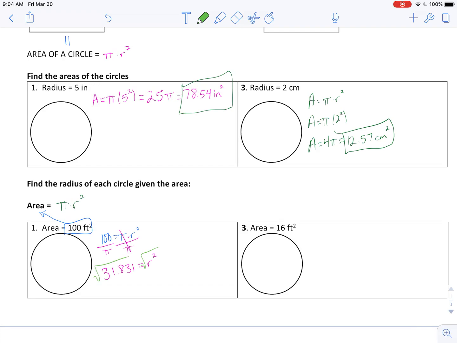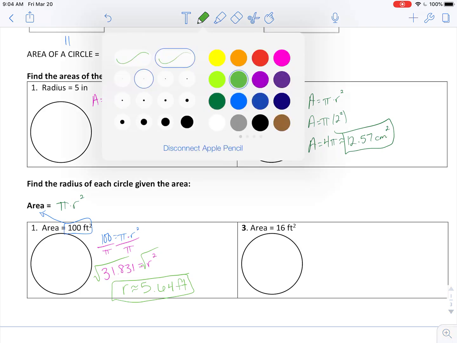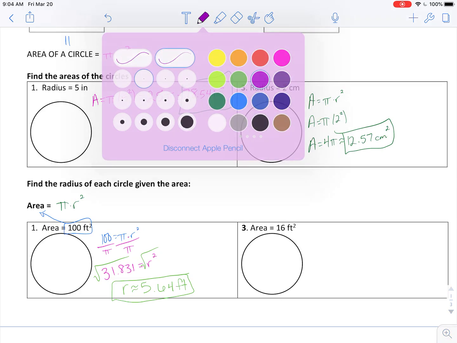What's the opposite of squaring a number? Well, that's just square rooting. So we can find our square root, and r is approximately 5.64 feet. So the first thing we did here is we divided by pi, and then we took our square root. So why don't you guys find your radius given this area here in number 3. Pause the video and find your radius.